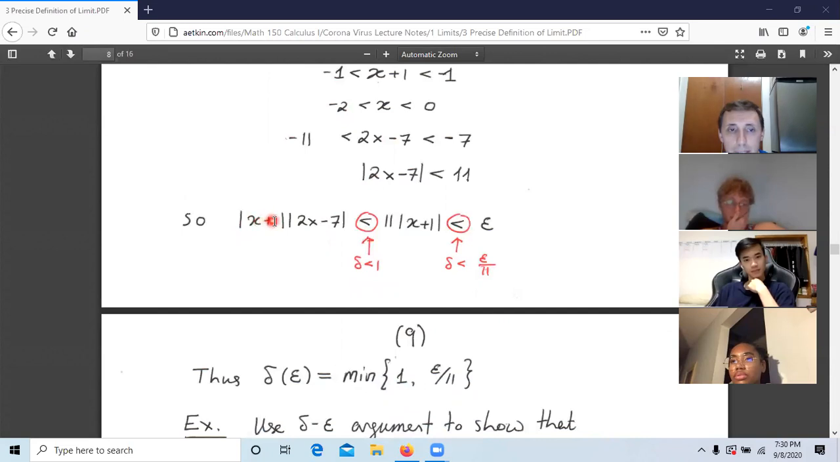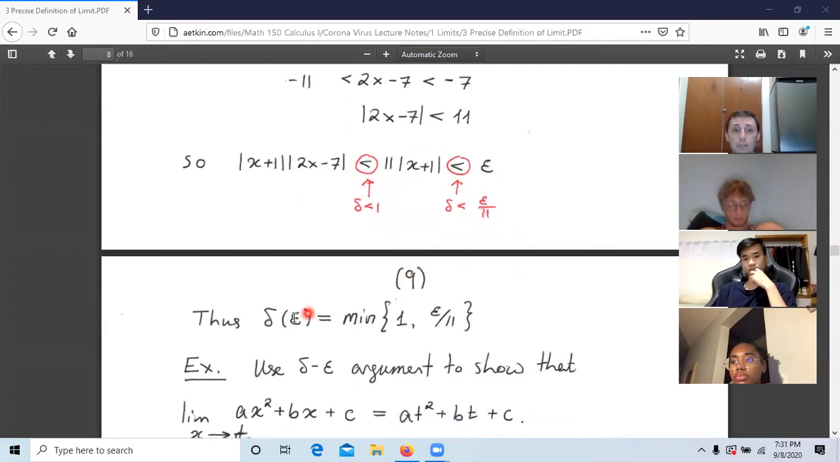So now the absolute value of x plus 1 times the absolute value of 2x minus 7 will be less than 11 times the absolute value of x plus 1, assuming that my input is less than 1. Delta is less than or equal to 1. And then 11 times x plus 1 will be less than epsilon, assuming that x plus 1 is also less than epsilon over 11. You see? X plus 1 in absolute value has to be less than both 1 and epsilon over 11, which can be summarized as delta of epsilon can be written as the minimum of 1 and epsilon over 11.